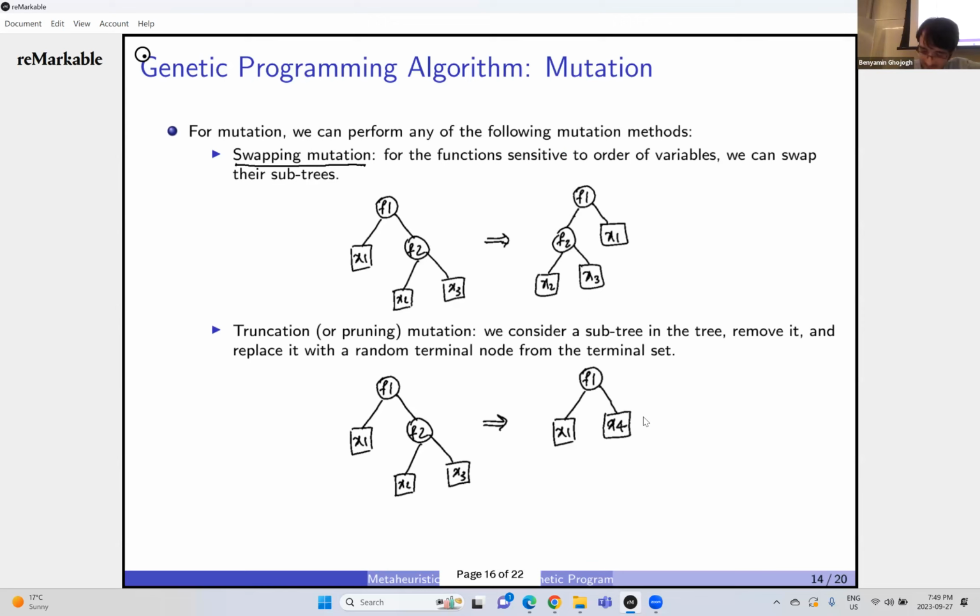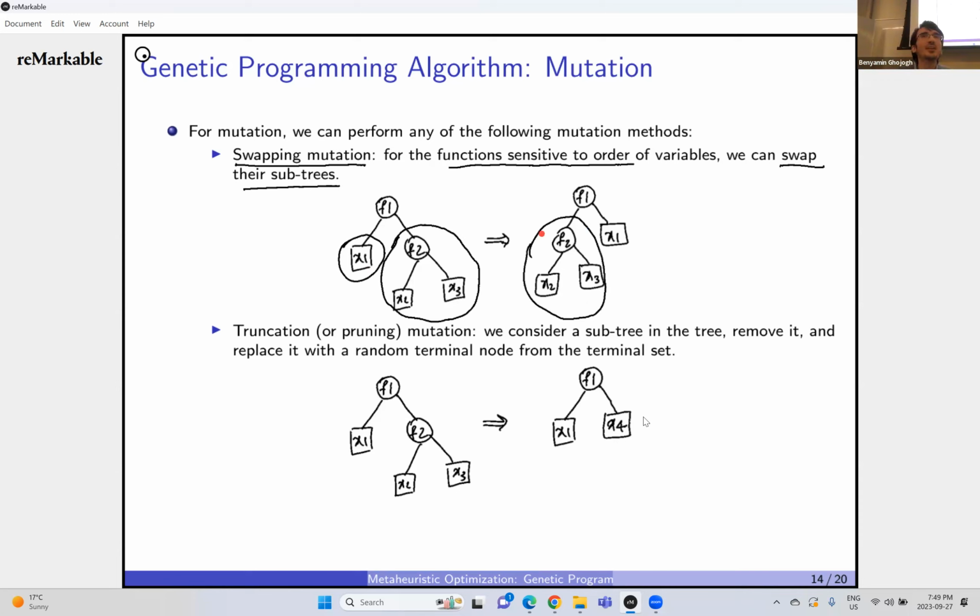What do I mean? Some functions are sensitive to order, such as division. Division is sensitive to order. Then we can swap their subtrees. For example, consider this F1, whose left child is x1 and whose right child is this subtree. I can swap them. I bring this to the left child and make this the right child.